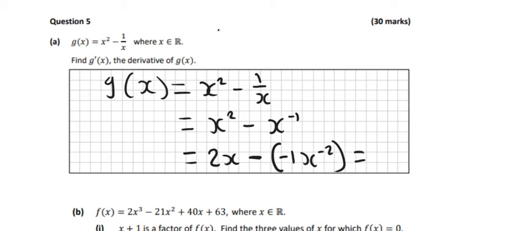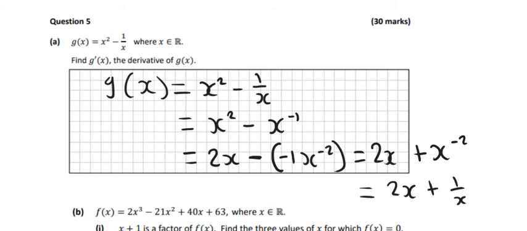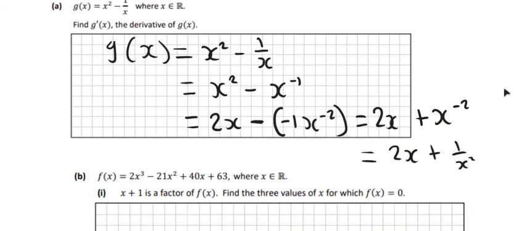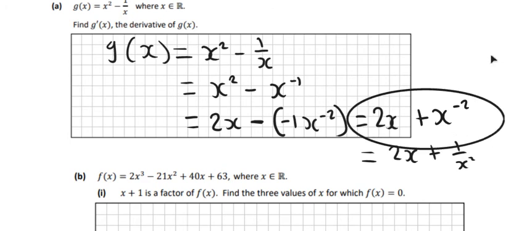Equals, and you can tidy up then because you've got 2x and then you've got minus multiplied by minus, so that's actually going to be plus, so it's going to be plus x to the power of minus 2. And then it doesn't really say what form to give it in, but you can change that down into 2x plus 1 over x squared if you want. So that's the final answer. But I think in that form there, that would get you the marks.